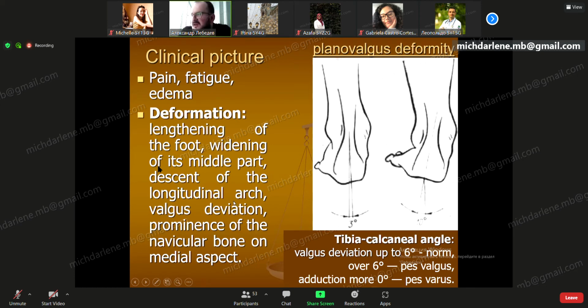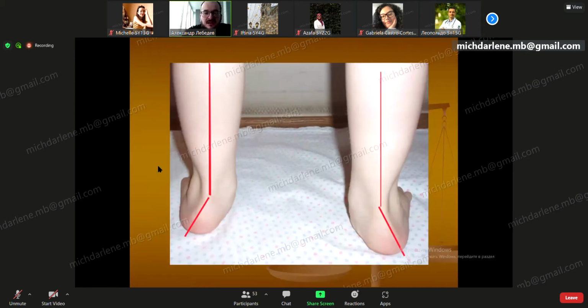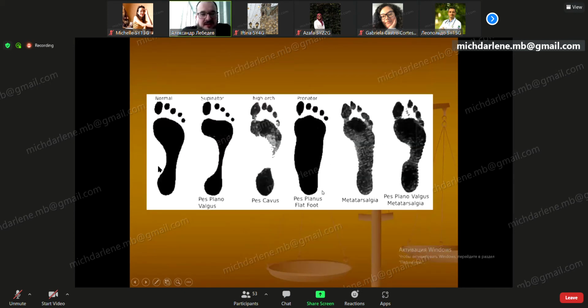Sometimes after hard work or too much physical activity, we can find edema. You check how it looks in the child's legs. You see that we have, I think, 25 grades of lateral deformity. That's why we have a deformity of the feet.